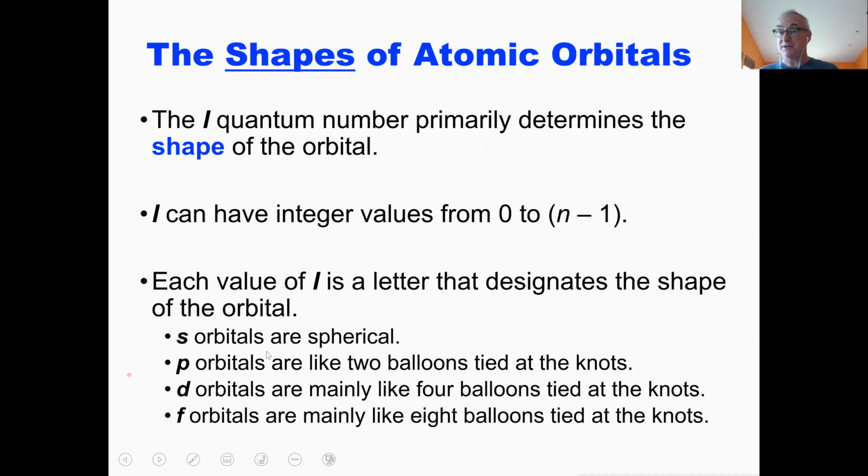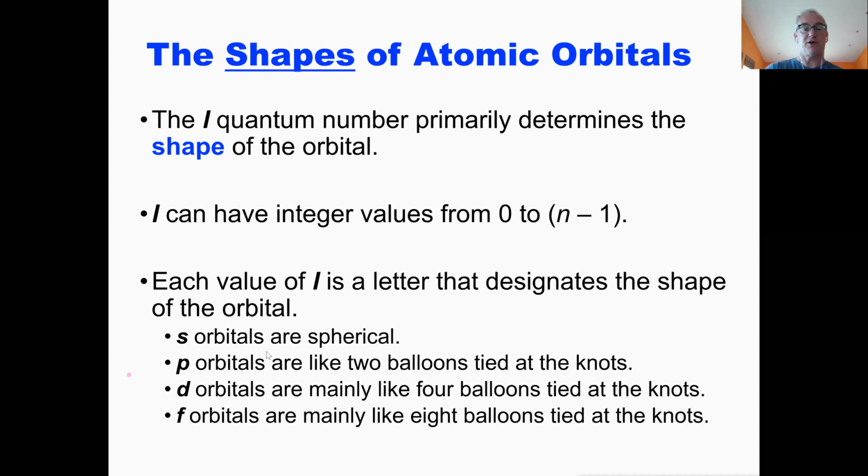So these are what the shapes of these different subshells look like. So the L, the second number, remember N is the first number. That tells you how far away from the nucleus. L tells you where inside that shell the electrons are. What shape determines where they're going to be.